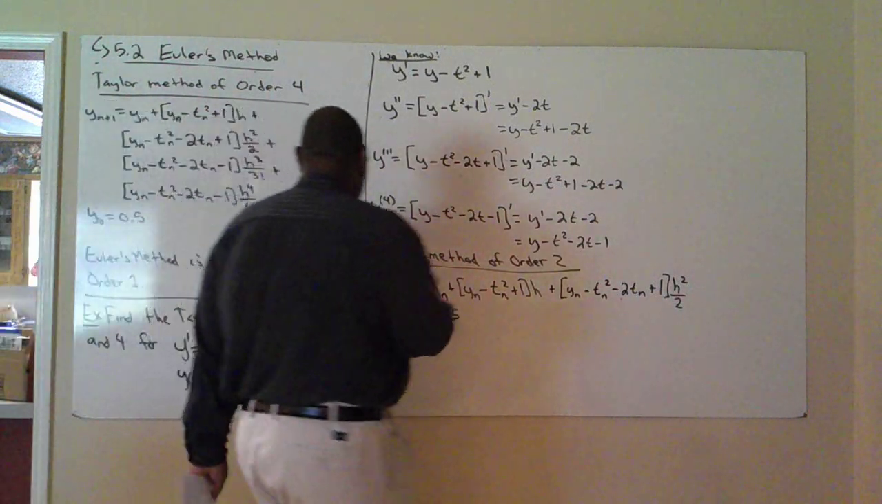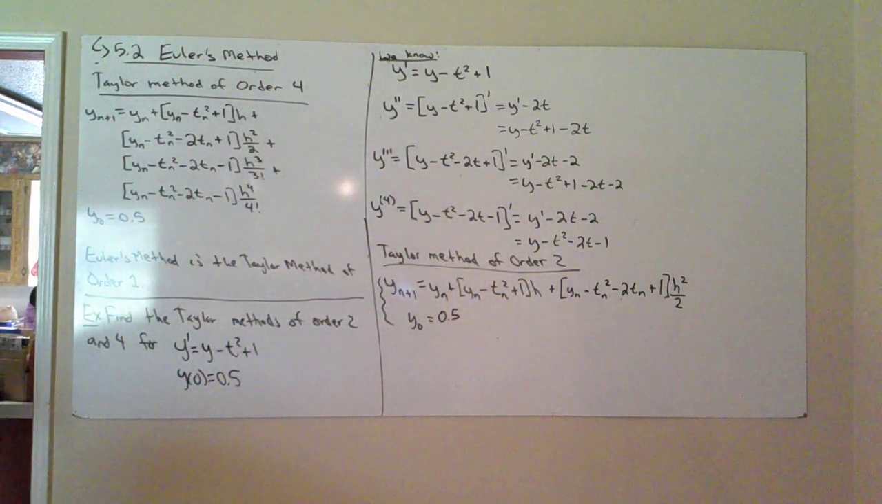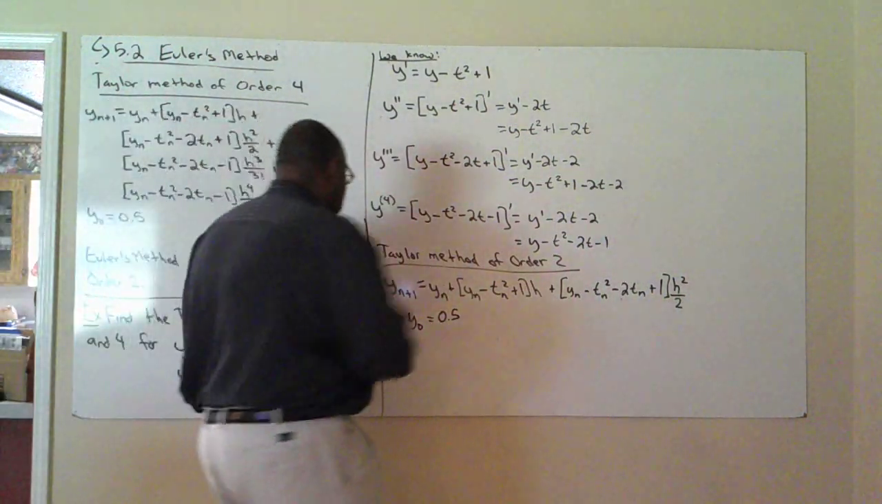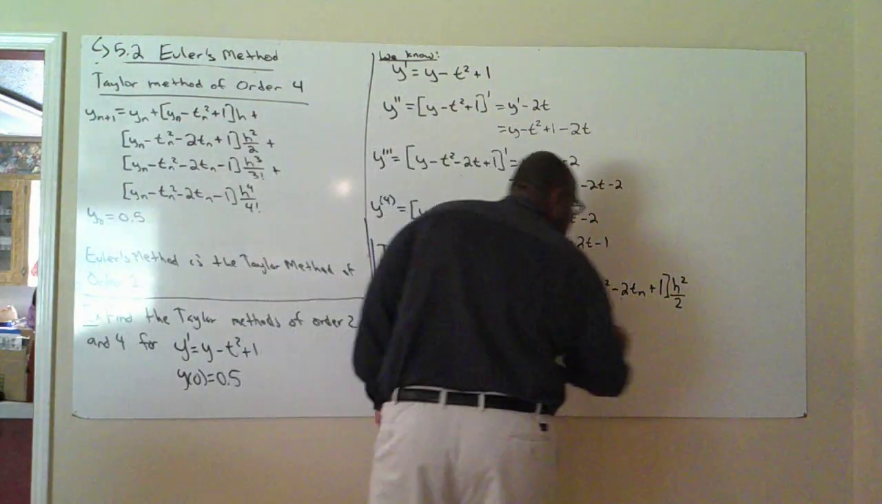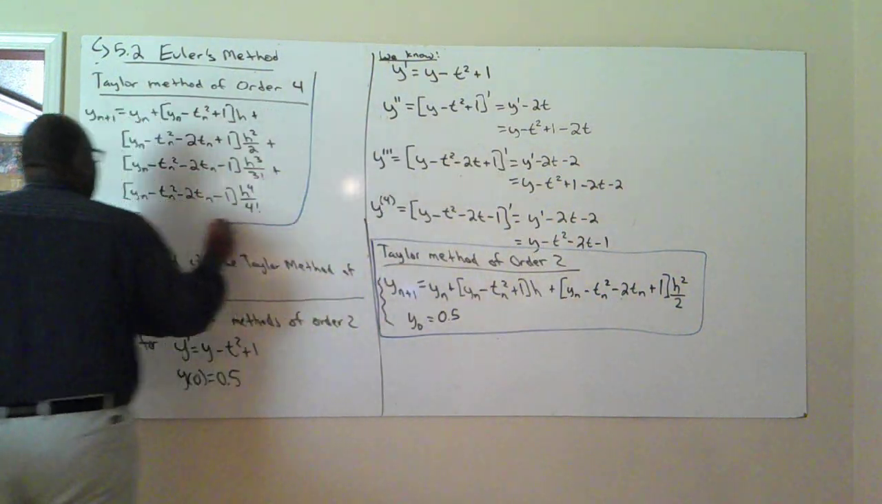So erase this. Let me box these two guys as well. Taylor method of order 2. Taylor method of order 4.